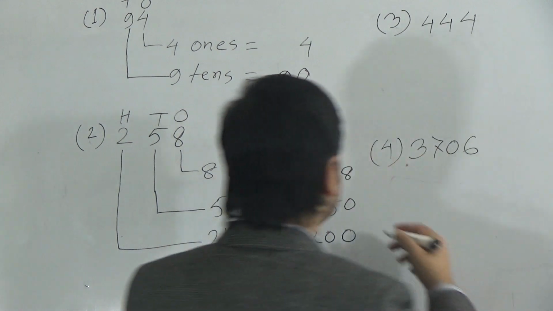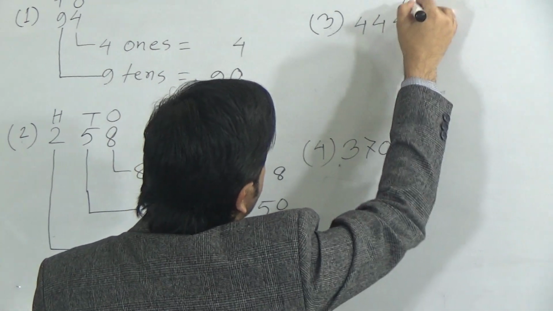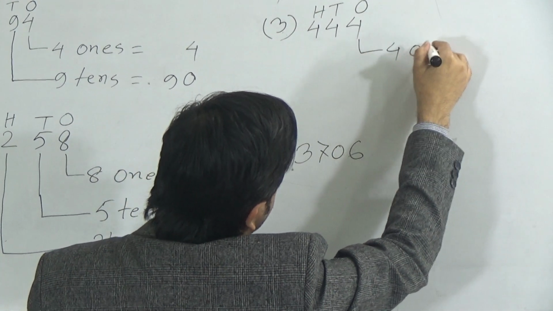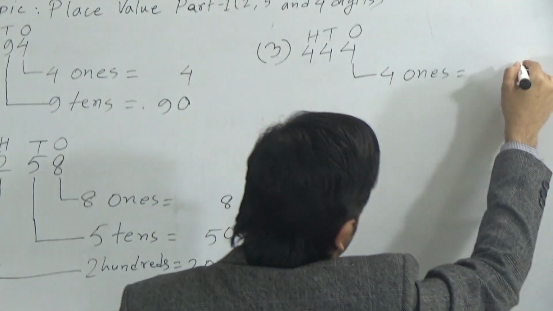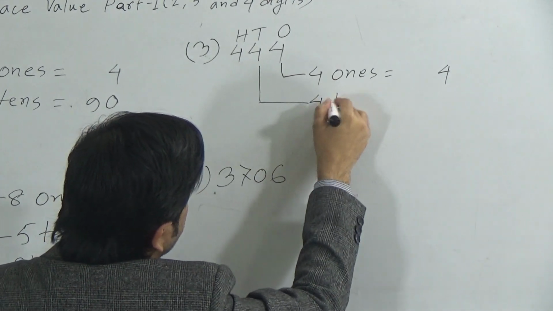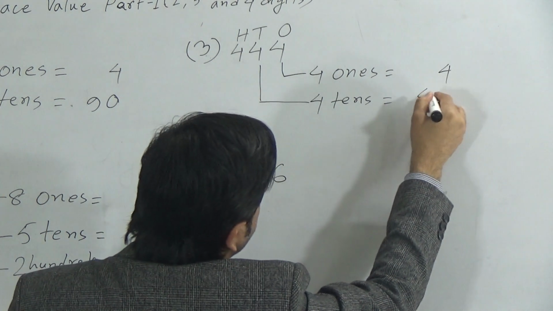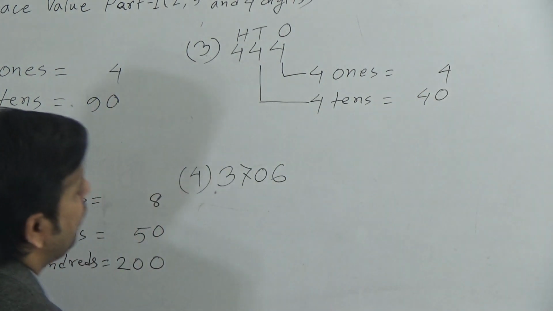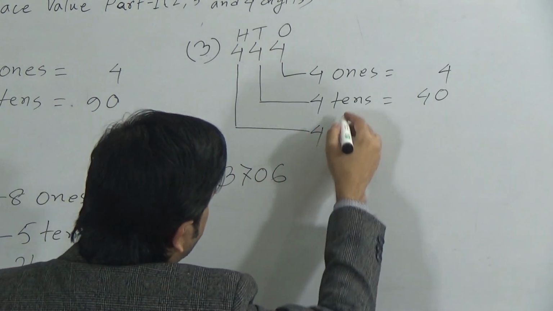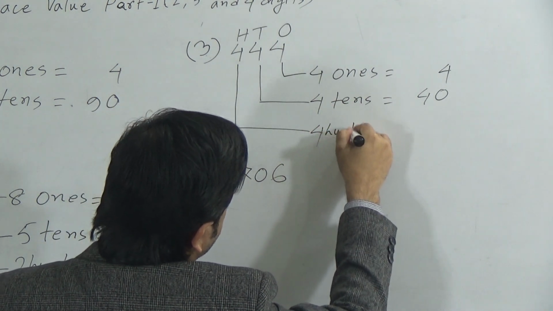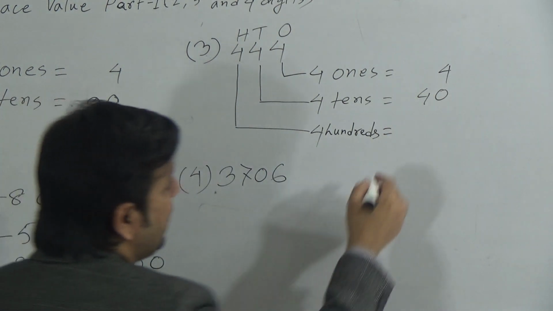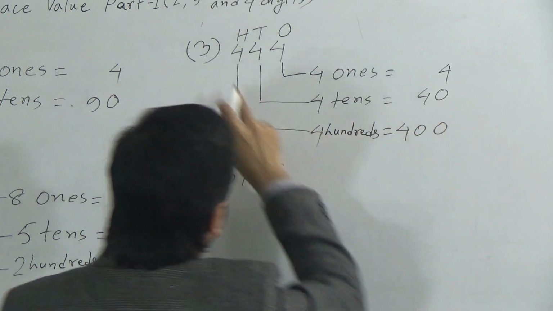Okay, dear students, let us see the third question. Here, ones, tens, 100. So this is 4 ones, means 4. 4 ones means 4. 4 is in tens position again, so 4 tens. 4 tens means 4 tens are 40. Here again 4 is in hundreds place, so the value of this 4 will be 4 hundreds. This will be 400. So we have to write 400 here. Value of this 4 is 400.